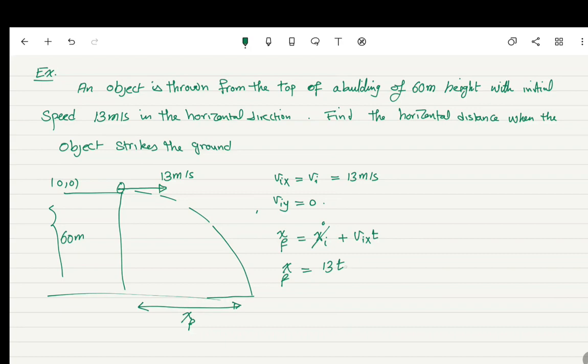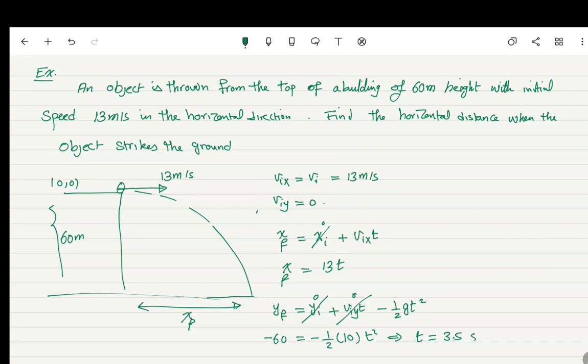To find the time, use the y equations. So y final equals y initial plus the initial y velocity times t minus half g t square. Now y initial is 0, and the initial y velocity, because it's thrown horizontally, is 0 as well. So y final, it's minus 60 equals minus half 10 t square. From this we can calculate the time t, which equals 3.5 seconds.